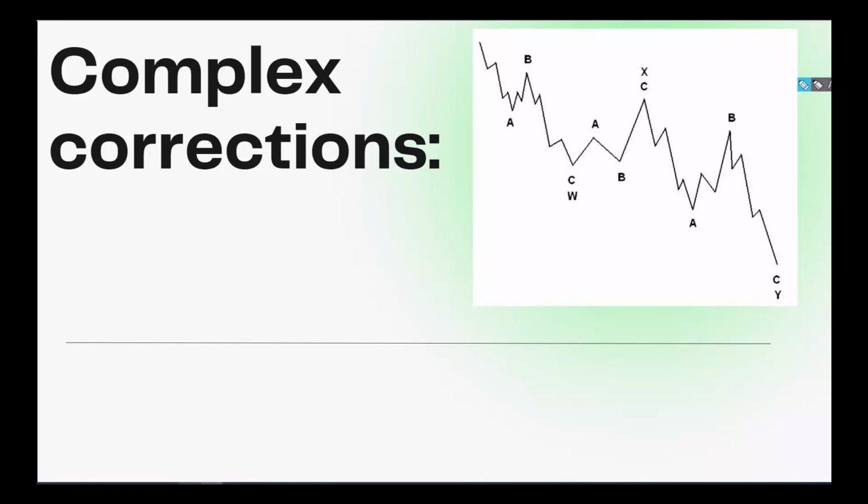A complex correction is composed of 2 or 3, but no more than 3, corrective patterns that are connected by an X wave. These patterns are labeled W, Y and Z, with the first and third patterns being labeled W and Y, respectively. In a triple combination, there is a fifth pattern that is labeled Z. This pattern is used when there is a need to identify a specific pattern within the combination.